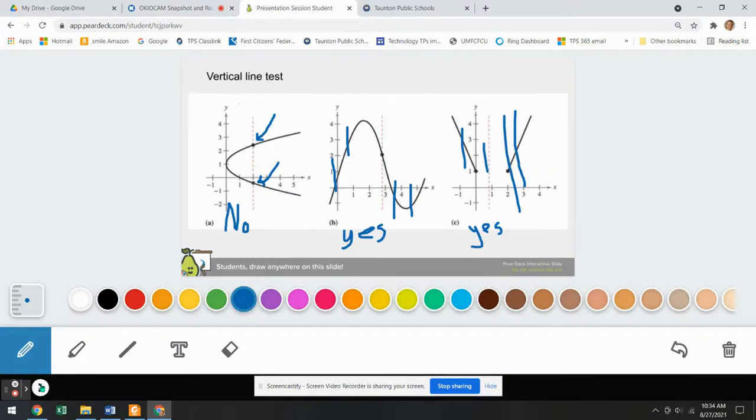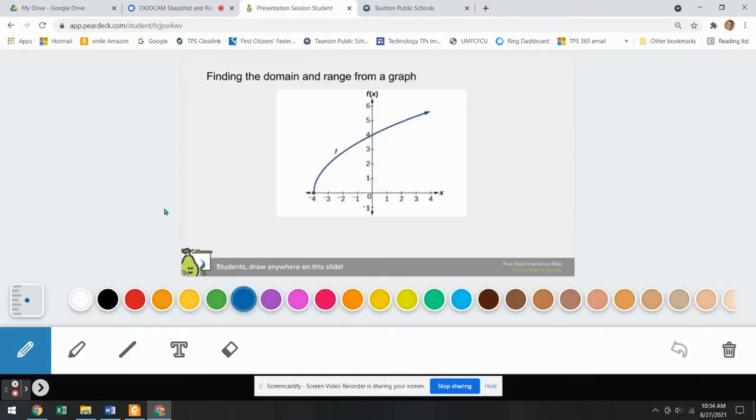So let's see what we have here. Finding the domain and range from a graph. So the domain values, you can think of it really like basically we're looking at the X's, and for the range, we're looking at the Y's.